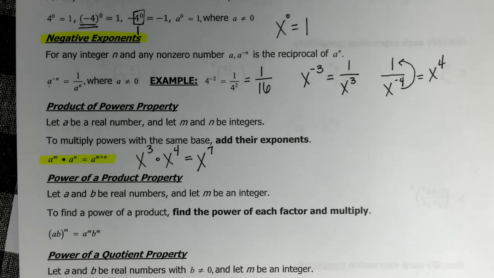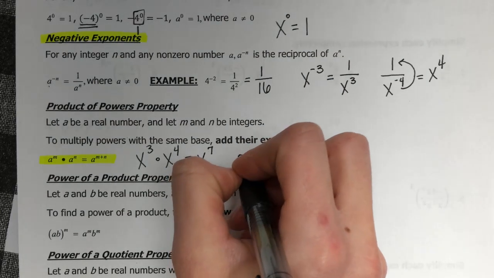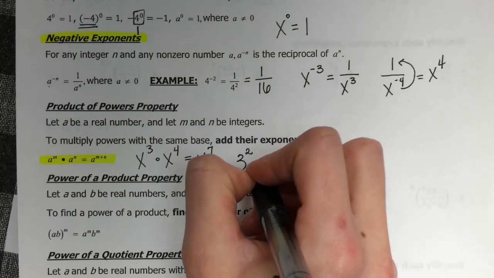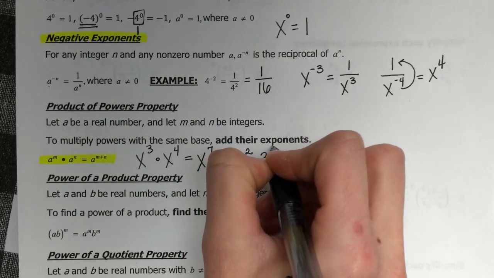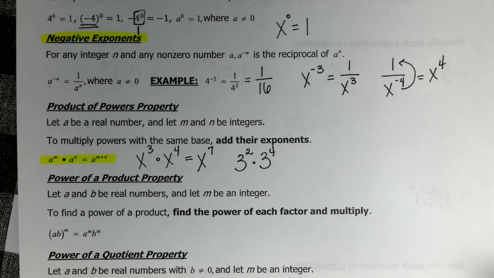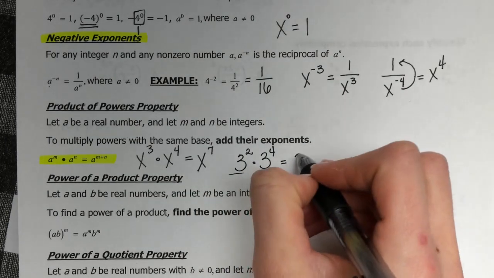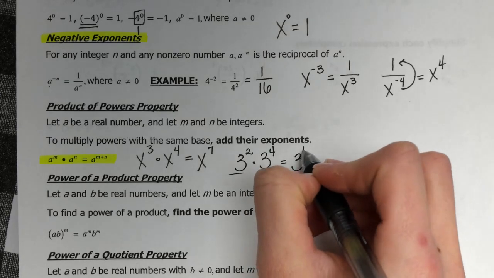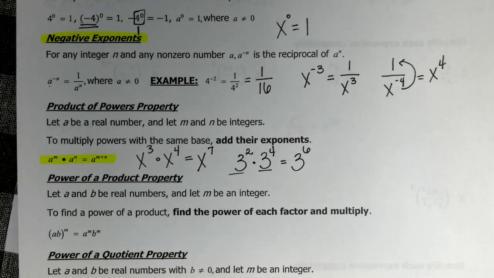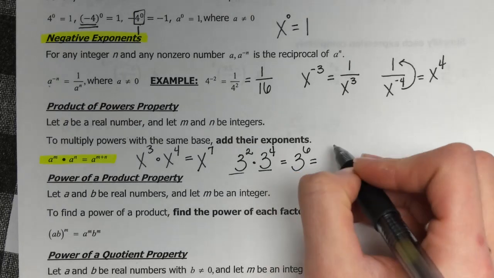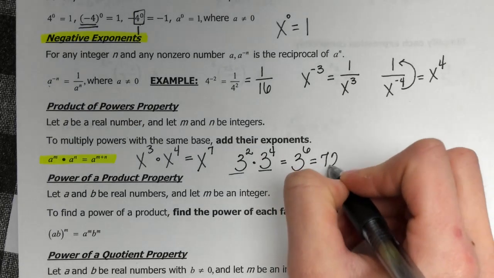Okay? If I had 3 squared times 3 to the 4th, they're both 3's as my bases, so I would add 2 plus 4 is 6. Now it's a number as my base, right? So I have to evaluate it. What is 3 to the 6th power? 729. Thank you.